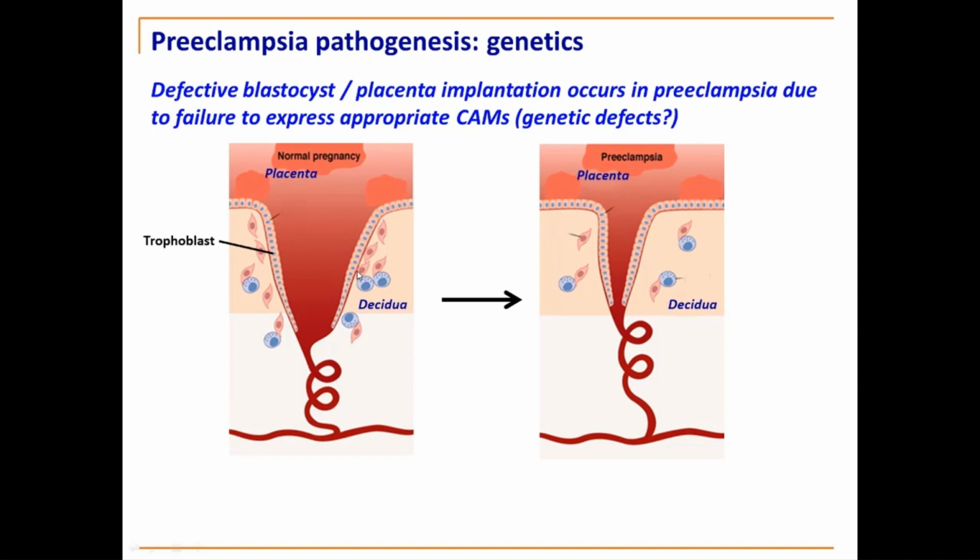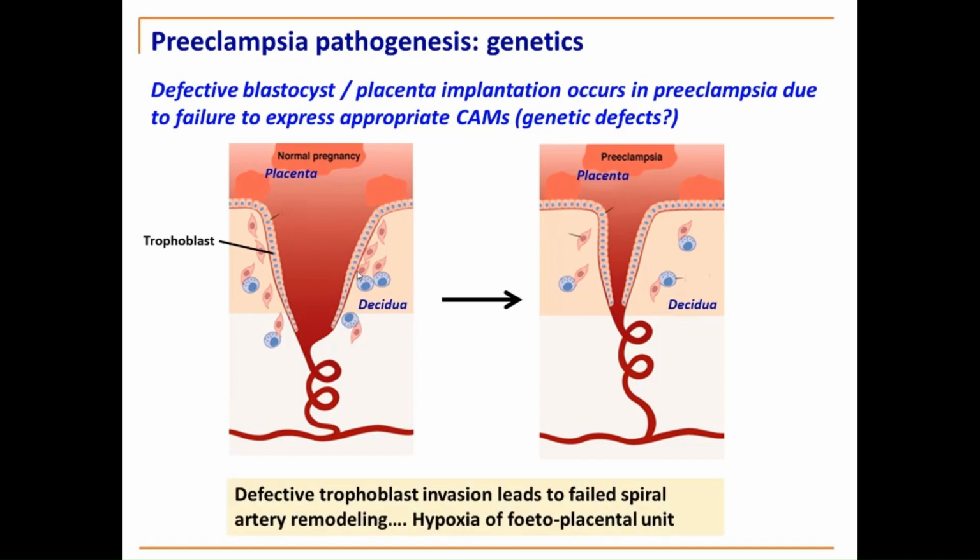Because, of course, trophoblast invasion is not an all-or-nothing event. There is a gradient of decrease in the percentage of decidual and myometrial arteries invaded, from normal, which is what you want in a normal pregnancy, to a complicated pregnancy, such as in severe preeclampsia. So in other words, defective trophoblast invasion leads to failed spiral artery remodeling, therefore leading to hypoxia of the fetoplacental unit, because not as much nutrients and blood can be delivered.